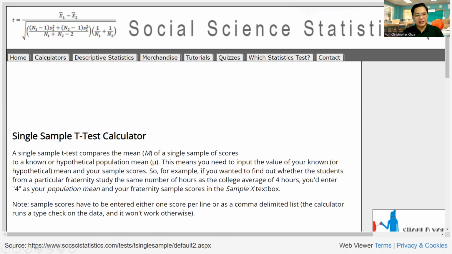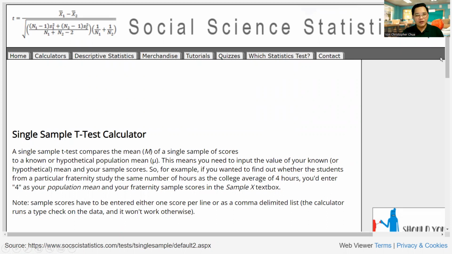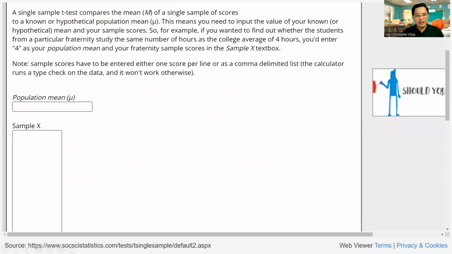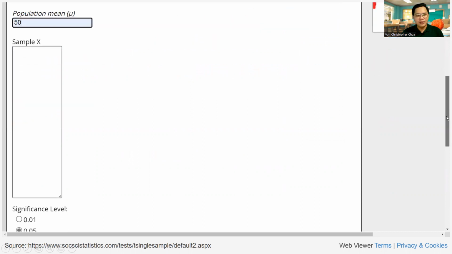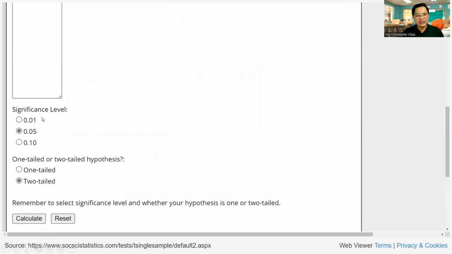Now, if you click the calculators tab here, it should give you the list of all of the available calculators that the website provides. For this example, we will be using the single sample t-test calculator. So what we're going to do is indicate the population mean, and then we will have to copy and paste the samples into this part of the website, and then identify the significance level, which we already know is 0.05.